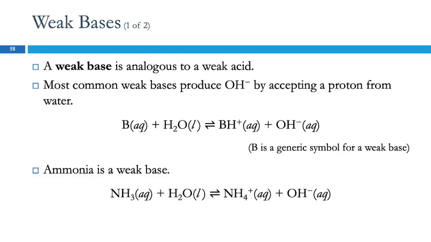Okay. Weak bases are pretty straightforward. Strong bases, so we'll talk more about weak bases. Weak bases are like weak acids. Most of the common weak bases produce hydroxide by accepting a proton from water. And so here we can use B as a generic symbol for a weak base, just like we used A for the acid.